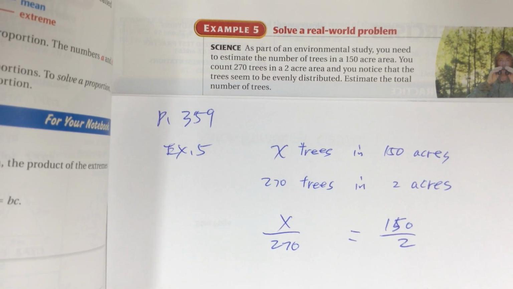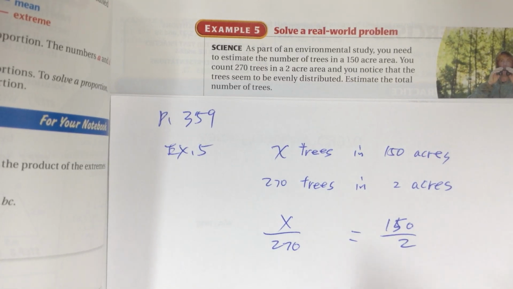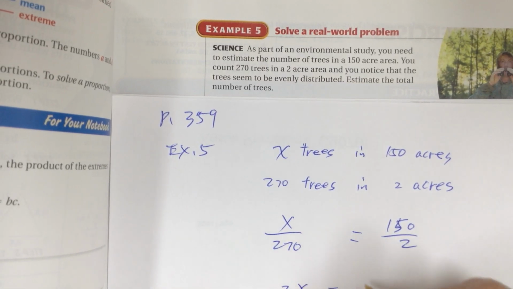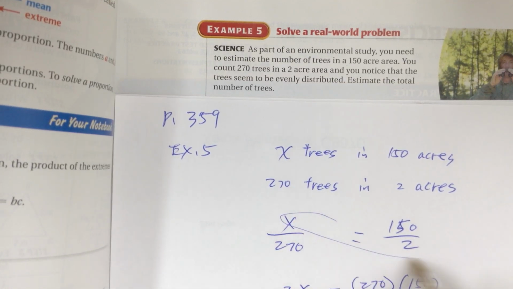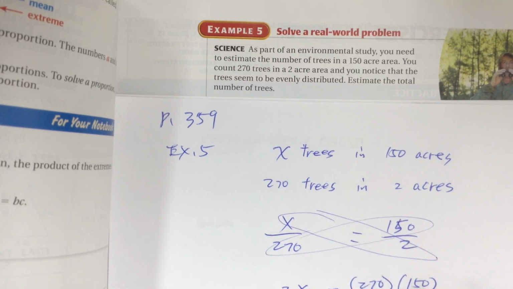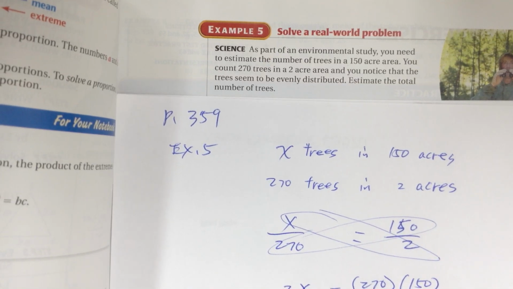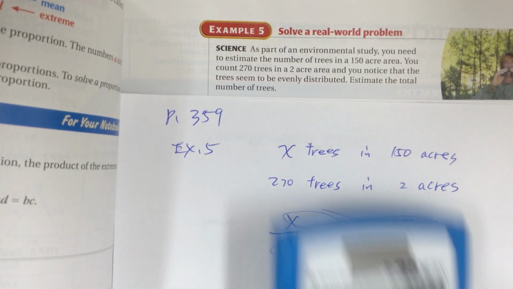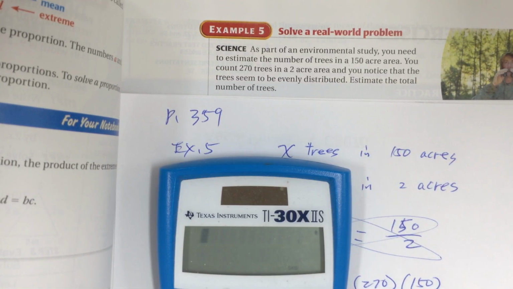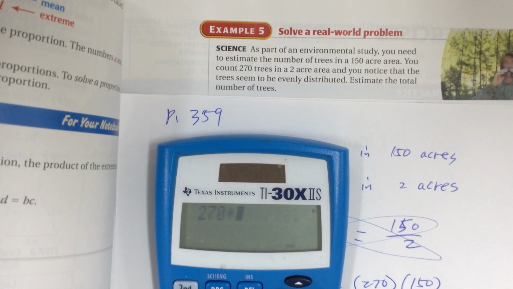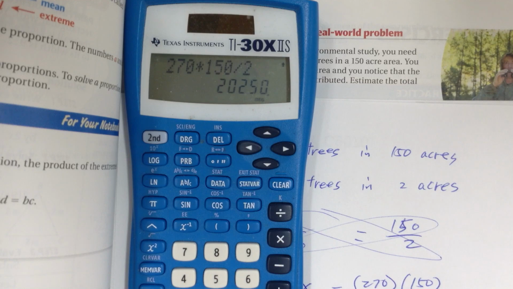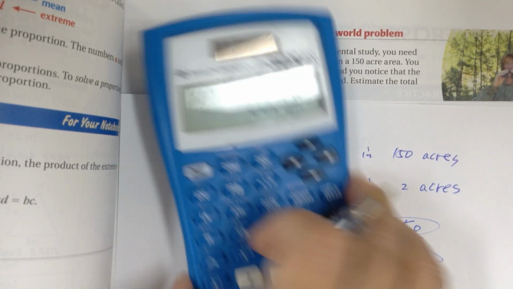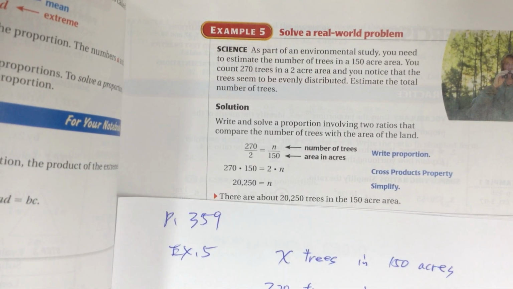Now you're going to cross multiply. So you got 2x equal to 270 times 150. Again, cross multiply. Then you divide both sides by 2, so you got x equal to, you can use your calculator, 270 times 150 divided by 2 equals 20250 trees. That's how you can do it.